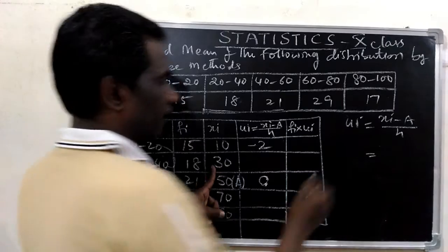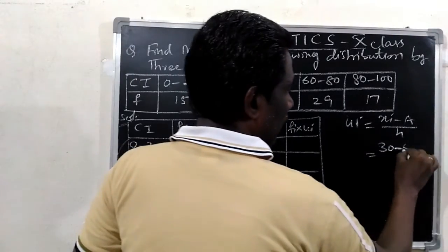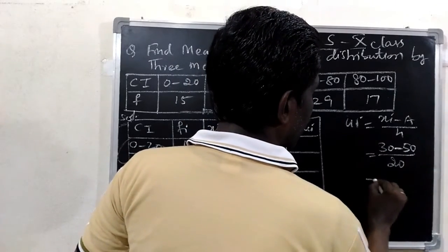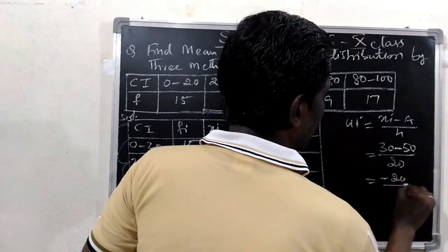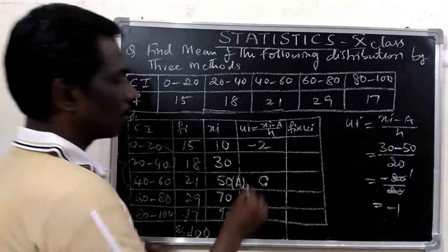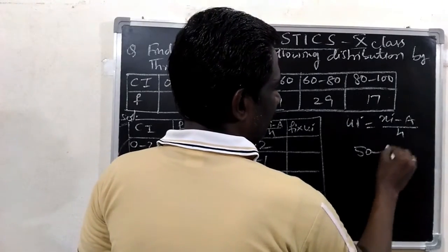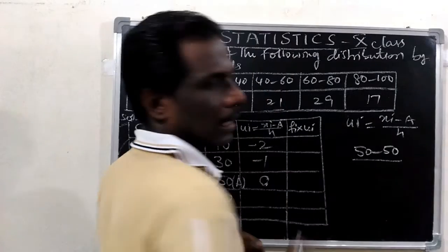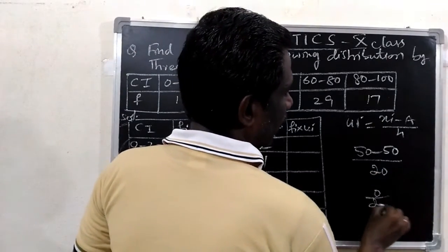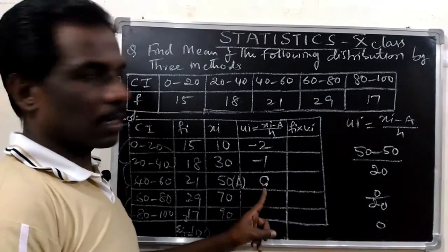Now the second UI value. Here Xi is 30. 30 minus A, 50, by H. H is 20. Minus 20 by 20. Once 20 is 20, it equals minus 1. Third UI value. Xi is 50. A is also 50, divided by 20. This is 0 by 20. 0 by anything is what? 0. That's what I wrote here, 0.